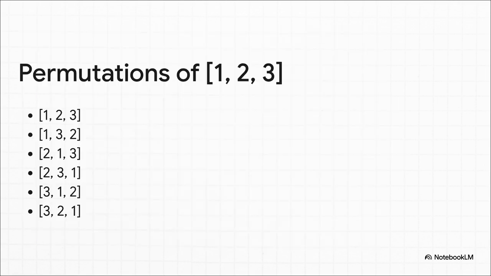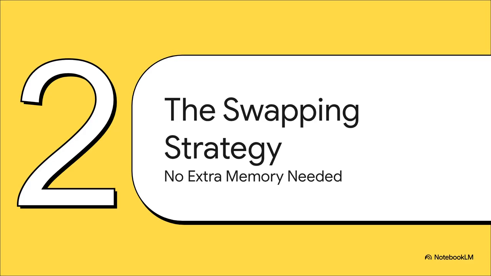And there you have it, the answer to our little warm-up question. For the numbers 1, 2, and 3, there are exactly 6 unique ways to arrange them. Each one of these is a distinct permutation. Our mission, should we choose to accept it, is to write an algorithm that can find all 6 of these automatically.